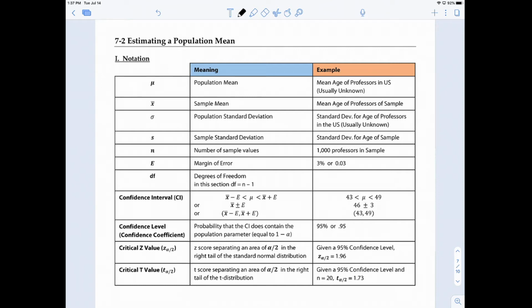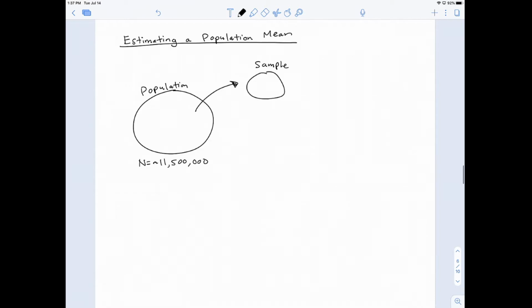In this video, we're going to be covering section 7-2, estimating a population mean. So I want to start with an overview of what's going on. The purpose of estimating a population mean is we want to find out the mean of a population. So for example, let's just say that the population we're interested in is California.